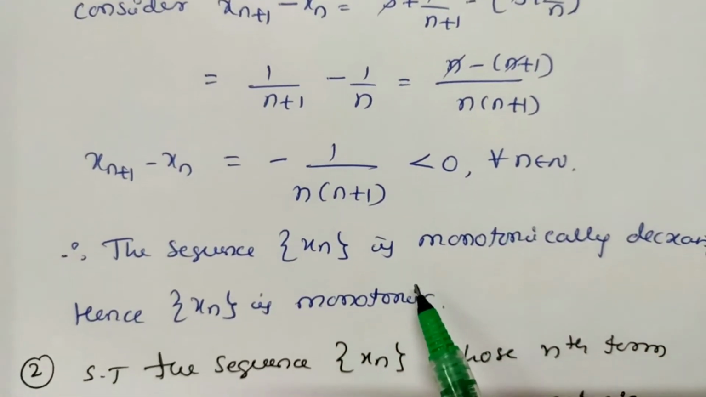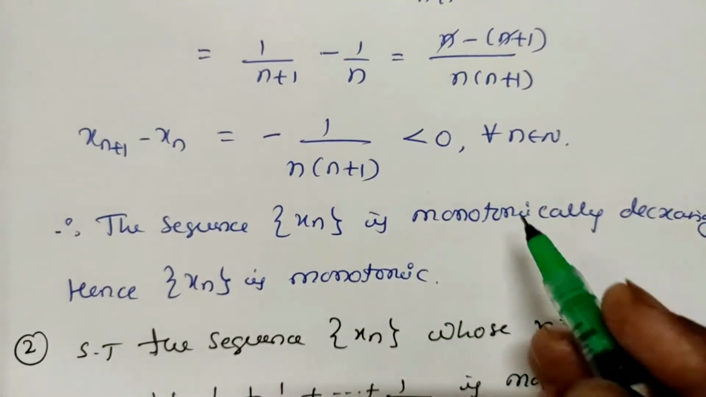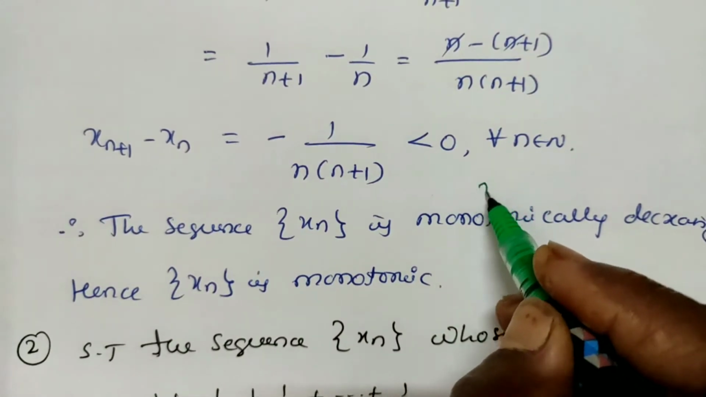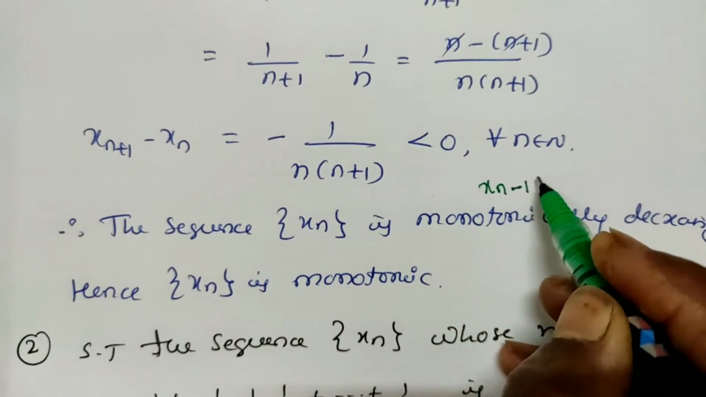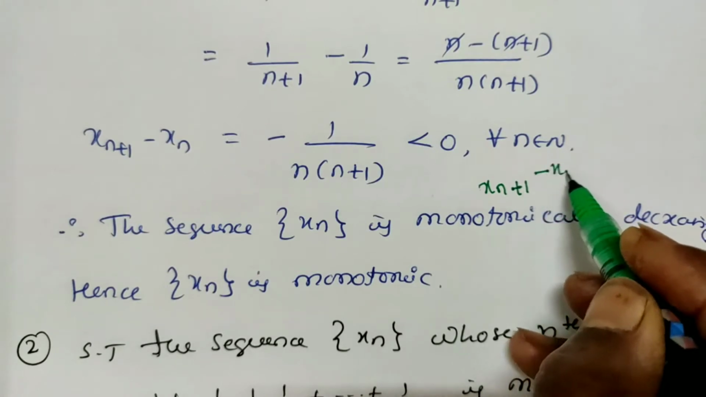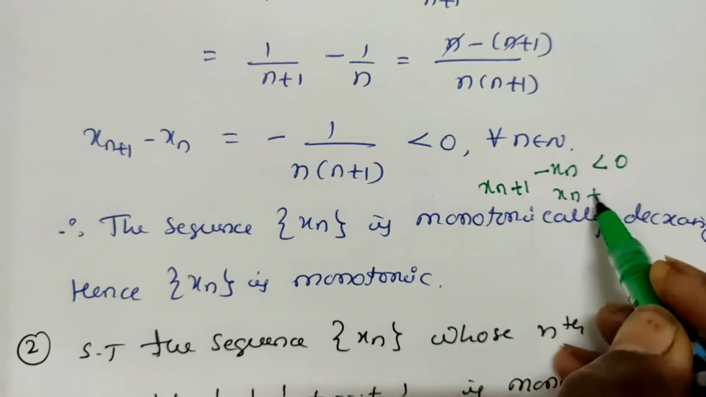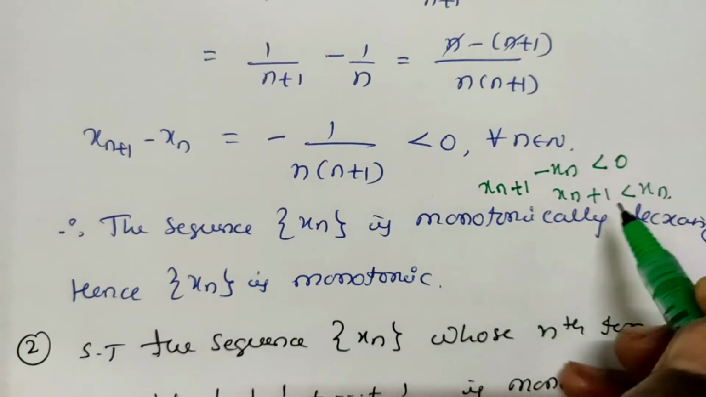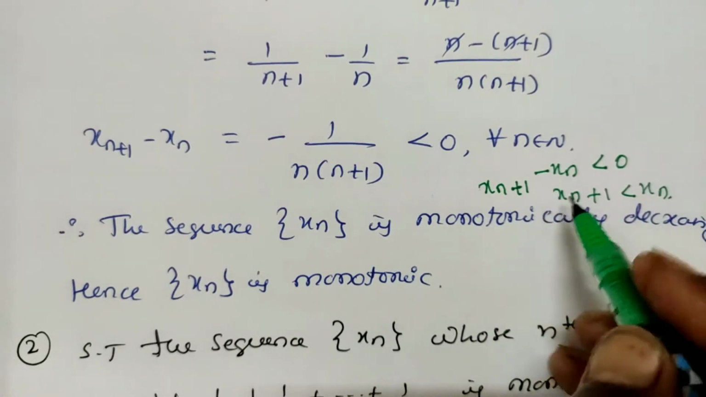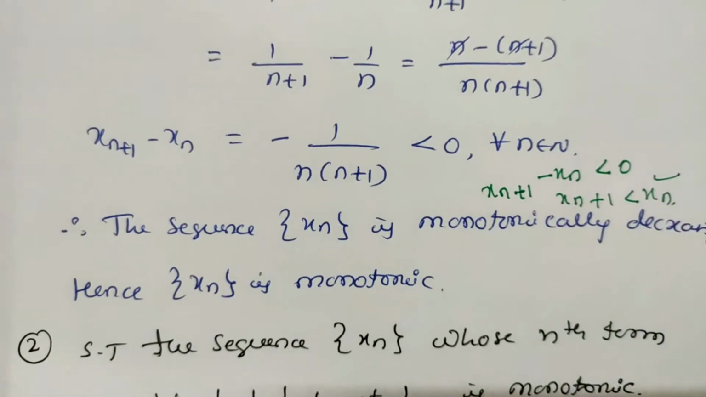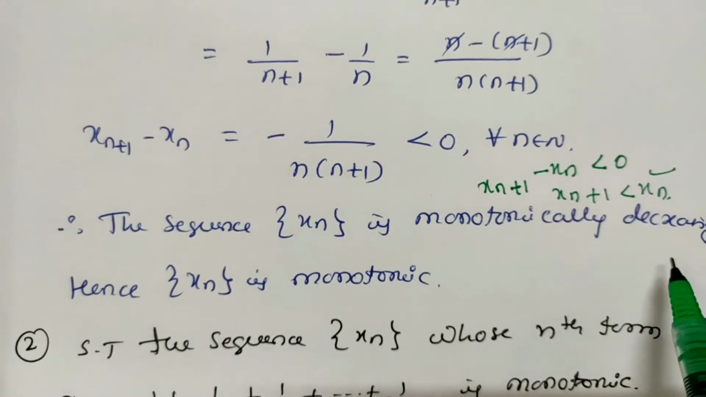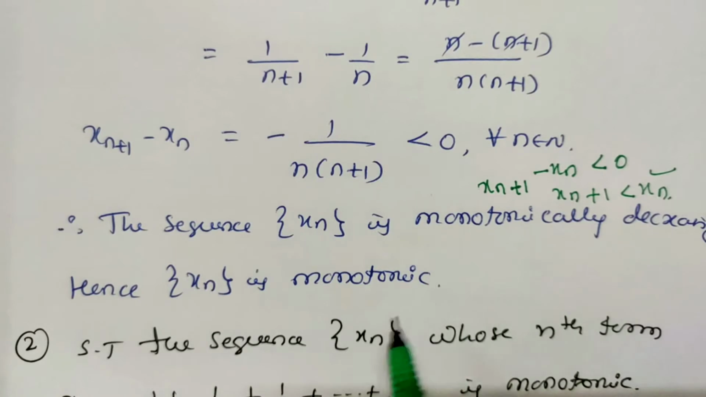Hence, this implies xn plus 1 minus xn is less than 0. So it means xn plus 1 is less than xn, or xn is greater than xn plus 1. So this means the sequence xn is monotonically decreasing. So we can say that it is monotonic also, because whether it is monotonically increasing or decreasing, we can say that it is a monotonic sequence.